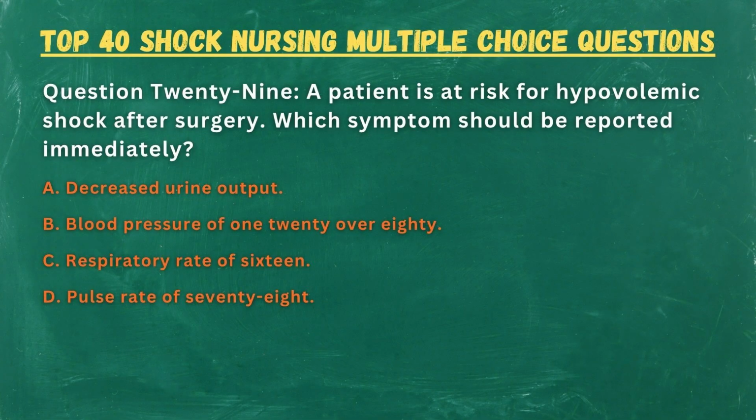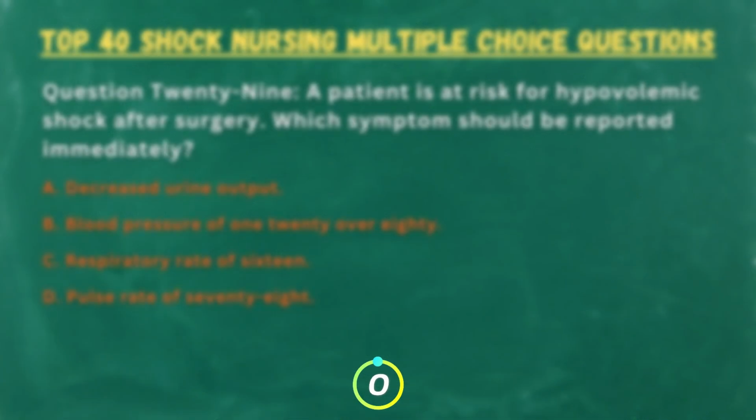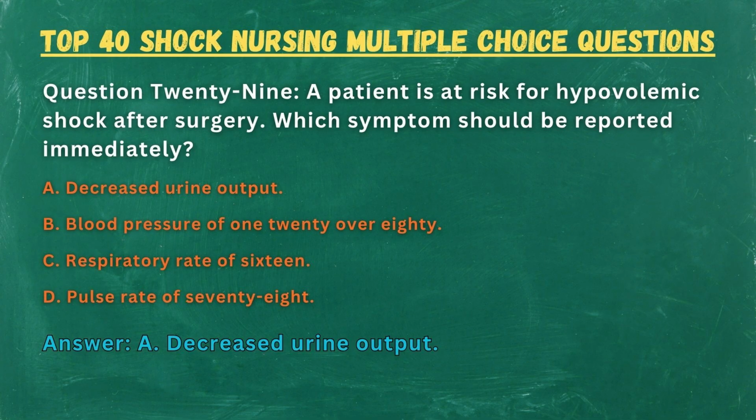Question 29. A patient is at risk for hypovolemic shock after surgery. Which symptoms should be reported immediately? A. Decreased urine output. B. Blood pressure of 120/80. C. Respiratory rate of 16. D. Pulse rate of 78. Answer: A. Decreased urine output.